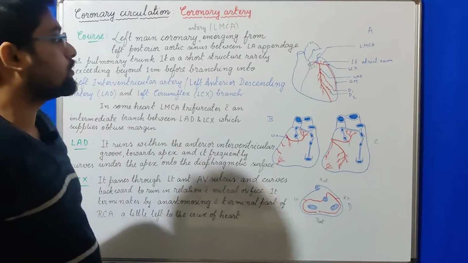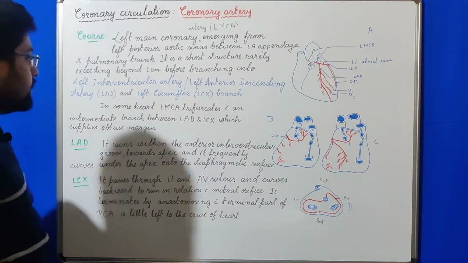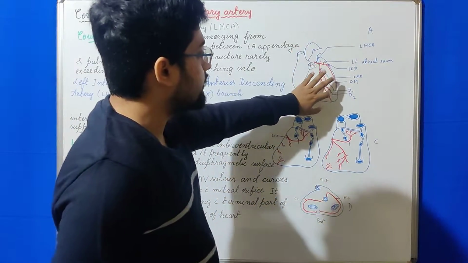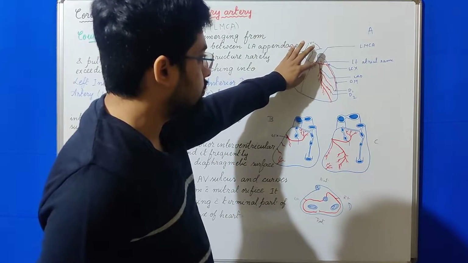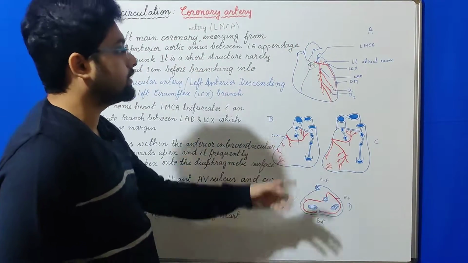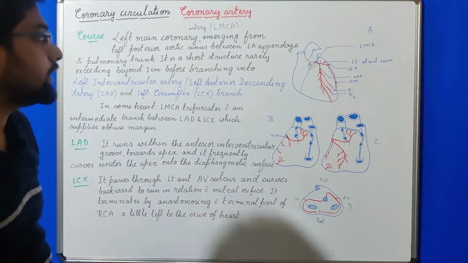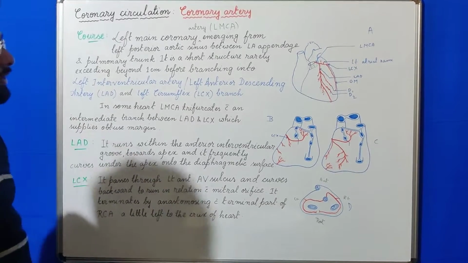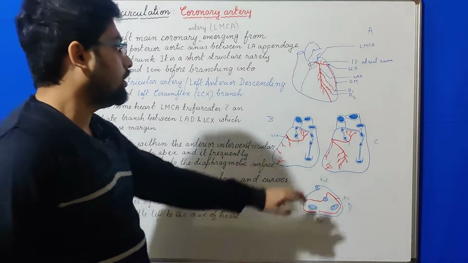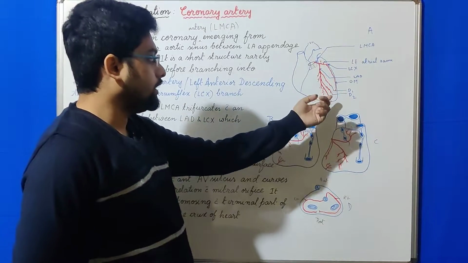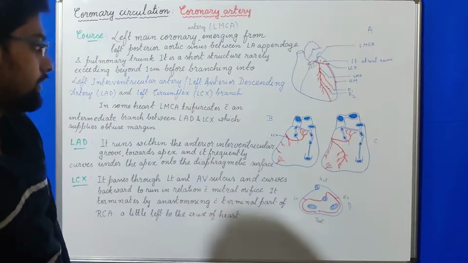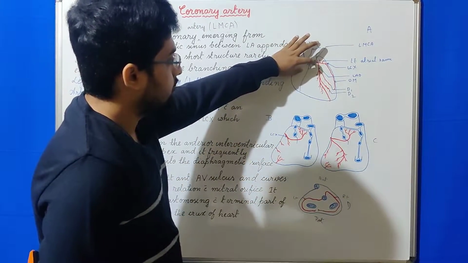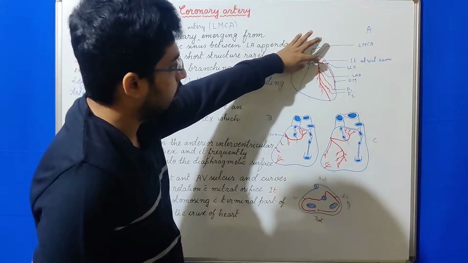Next we will see the course of first the left anterior descending artery or left interventricular artery. So LAD runs within the anterior interventricular groove. It descends through the anterior interventricular groove, that is the groove between the right ventricle and the left ventricle anteriorly, towards the apex, where it usually curves onto the diaphragmatic surface. This is the course of LAD, and this is the left circumflex branch.